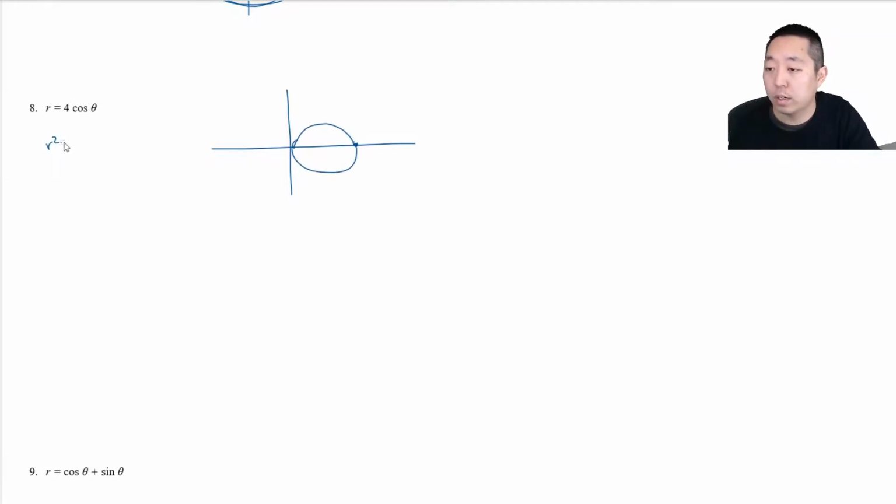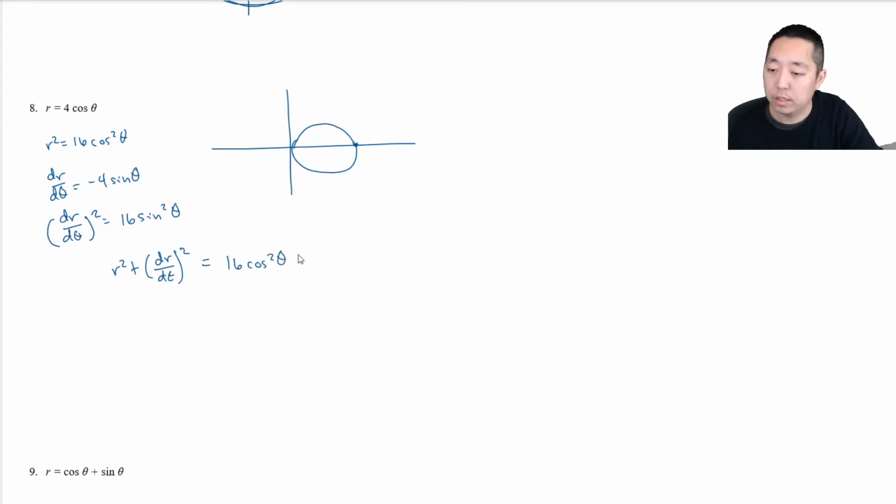So let's do r squared. R squared is 16 cosine squared theta. dr/d theta is equal to negative 4 sine theta. And so when I square this, (dr/d theta) squared, I get 16 sine squared theta, because the negative sign goes away. And so when I do r squared plus (dr/d theta) squared, it's going to be 16 cosine squared theta plus 16 sine squared theta. I can factor out a 16, and cosine squared plus sine squared is 1, so this is just 16.